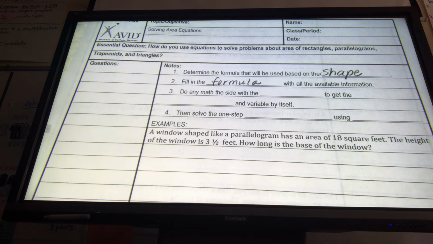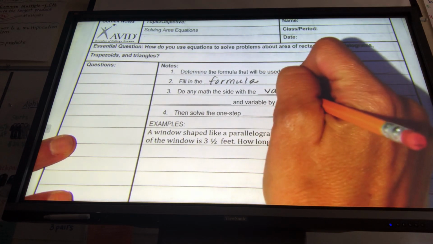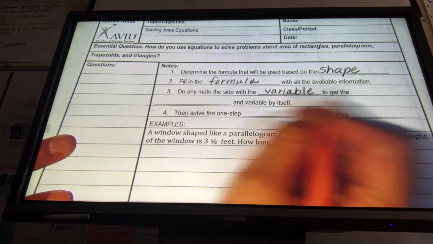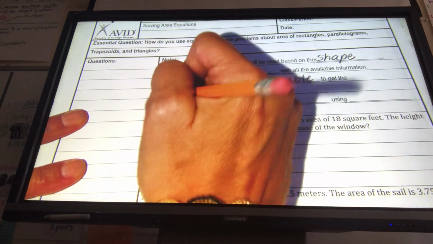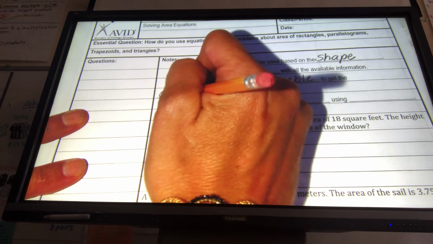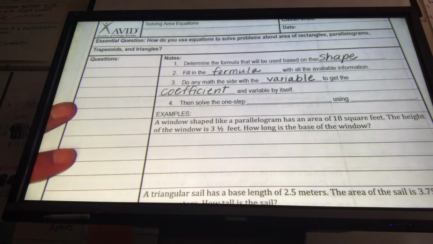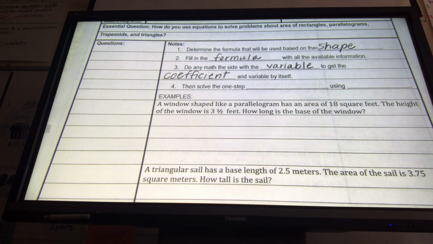You want to do any math on the side with the variable to get the coefficient and variable by itself. Remember, the coefficient is that number that's attached to the variable, right in front of it. Then solve the one-step equation using division.